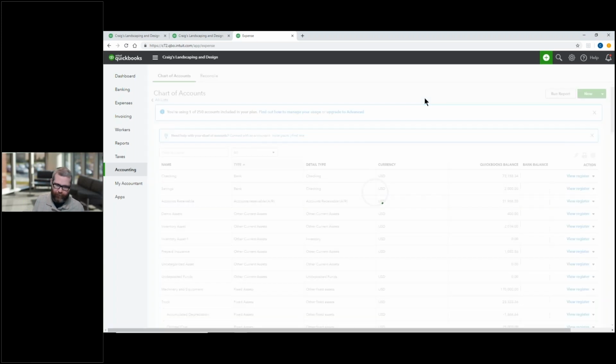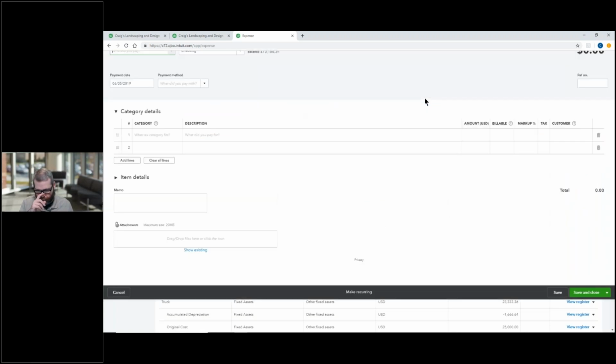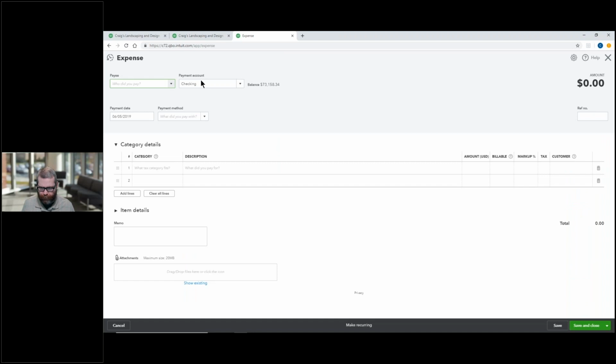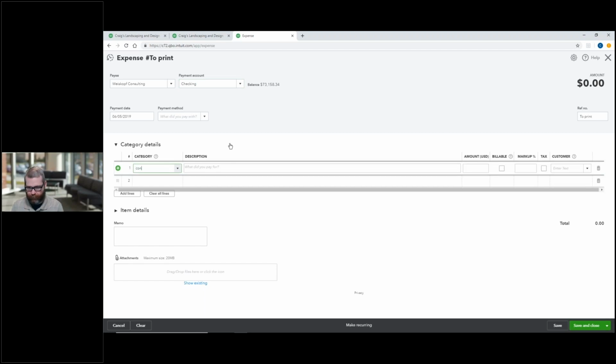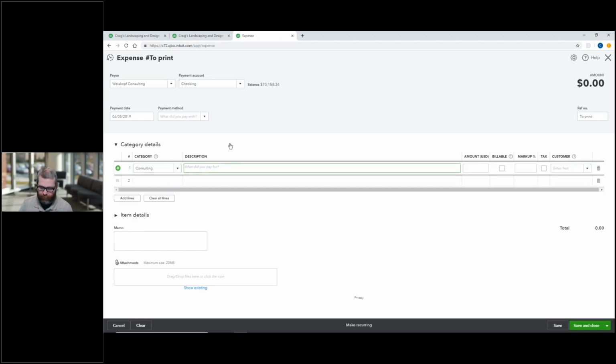Now with an expense type of transaction, the first thing we do is we enter who the transaction was with. So we're going to go over to Weisskopf Consulting, and they're going to be our consultant. We're going to spend money out of our checking account, and then the category is consulting fees. So we're going to pay them for some consulting. We'll say that this is for new business consultation. We're going to pay them $5,000. So we'll put in $5,000 right there.